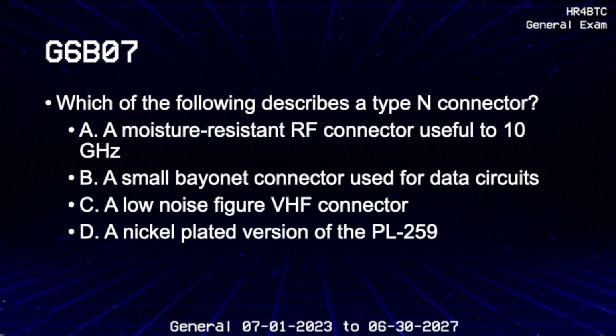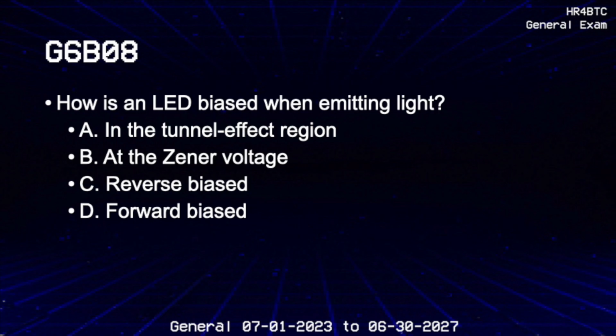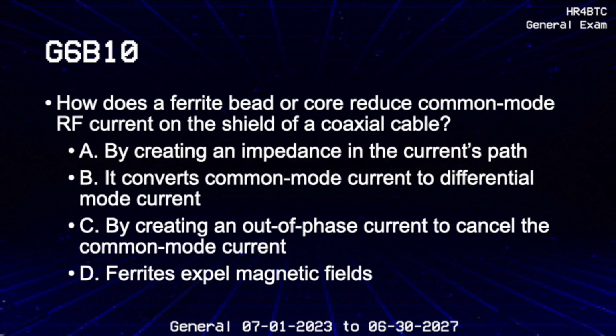Analog. Which of the following describes a type N connector? A moisture-resistant RF connector useful to 10 GHz. How is an LED biased when emitting light? Forward biased. How does a ferrite bead or core reduce common mode RF current on the shield of a coaxial cable? By creating an impedance in the current's path.